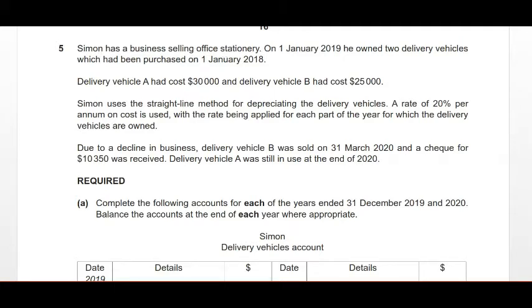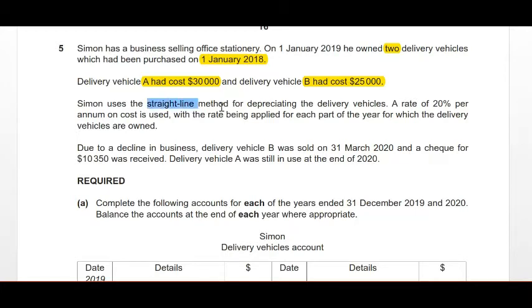On 1st January 2019, he owned 2 delivery vehicles which had been purchased on 1st January 2018. So the closing is that means 31st December, and he basically owns 2 delivery vehicles. They both were purchased on 1st January 2018. Delivery vehicle A had cost 30,000 and vehicle B had cost 25,000.